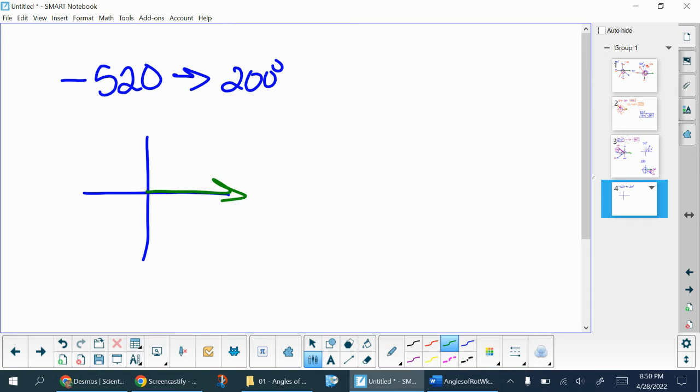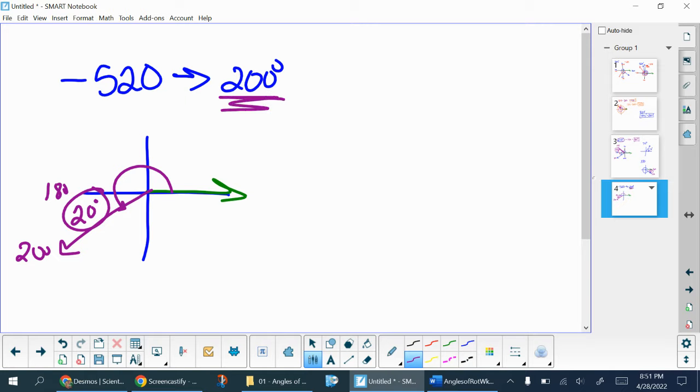I can graph a 200 degree angle because there's 180. And I know I'm just a little bit past that. Well, how much is 200 past 180? Well, it's 20 degrees past. That's your reference angle. That's all we're talking about here. So it's probably easiest if you just add or subtract 360 until you get a number between 0 and 360. But if you were ending up with a number like negative 160, you could do that too.